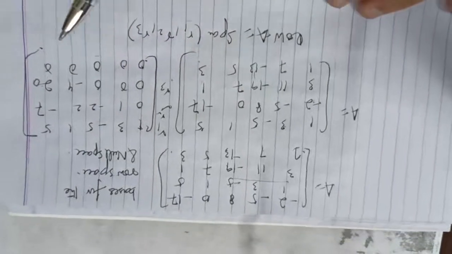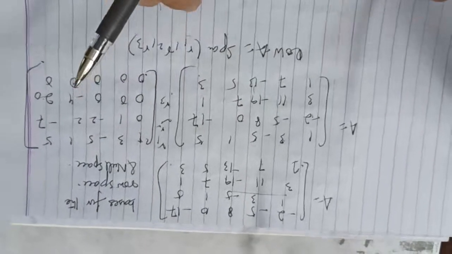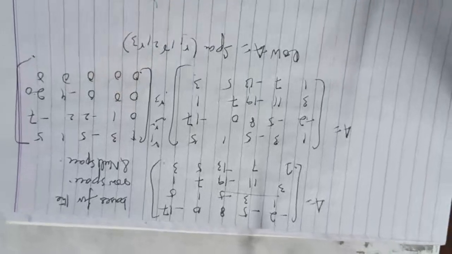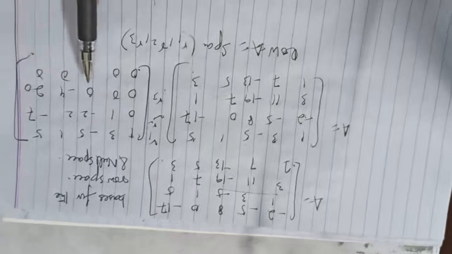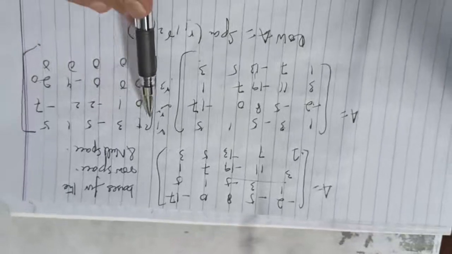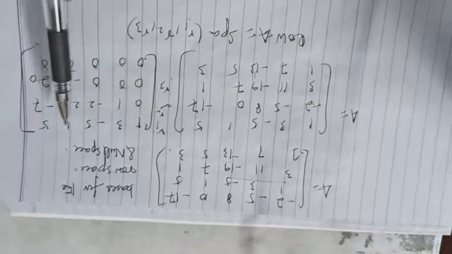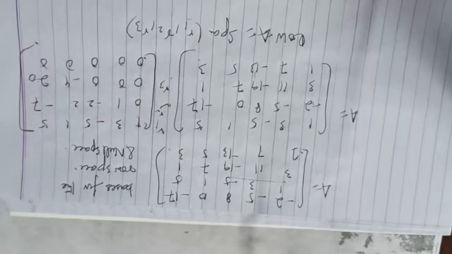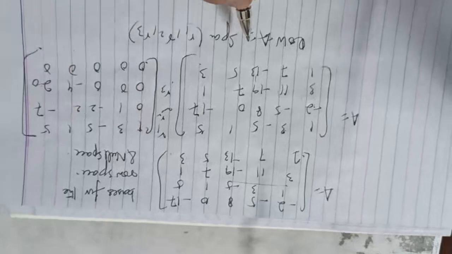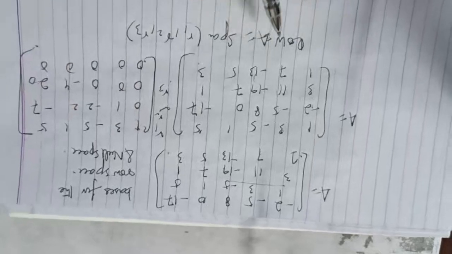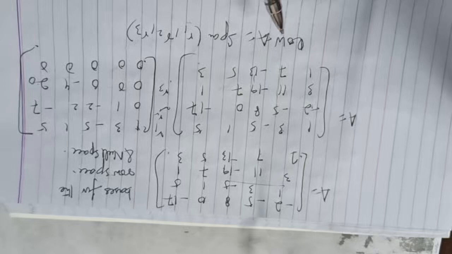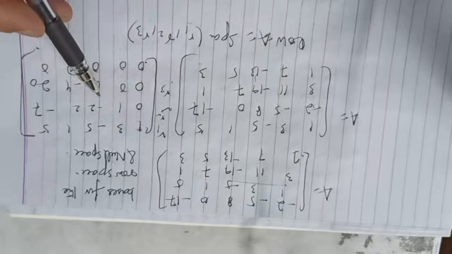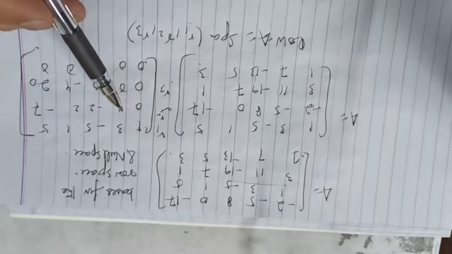Now for the column space, what we have to do is simply look for the number of pivot columns in A. The pivot columns are 1, 2 and 4, so the number of pivot columns is the dimension of the column space, and these can serve as the corresponding basis for the column space.